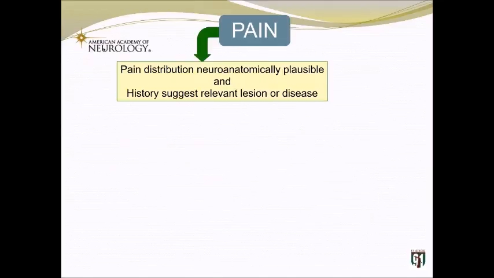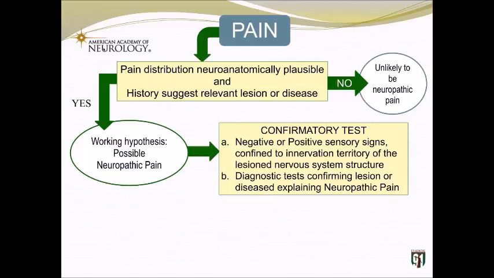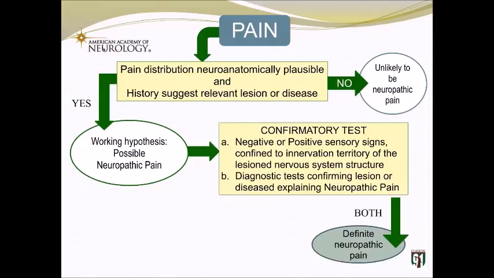We have to check whether pain distribution is neuroanatomically plausible and history suggesting a relevant lesion or disease, both are present. Then we say, if not, then probably not neuropathic pain, but if yes, then we have a working hypothesis of a possible neuropathic pain. Then we need confirmatory tests. Both are present, then definite.